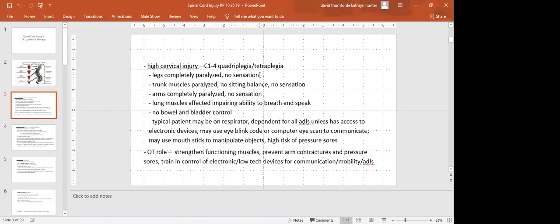And they will be at a high risk of pressure sores. So our role as OTs is to strengthen whatever functional muscles they have and to prevent arm contractures and pressure sores and to train the person in using whatever devices, whether it be a low-tech mouse stick or high-tech communication, for their communication, their mobility, and their ADLs.